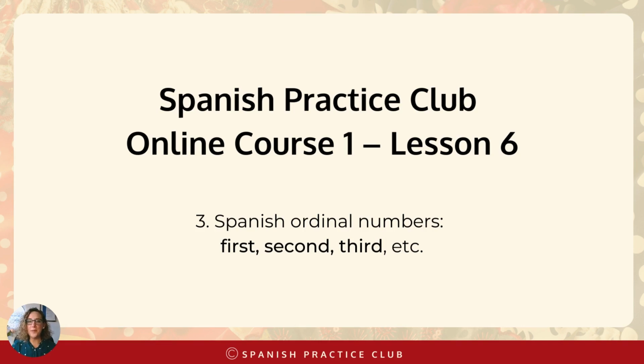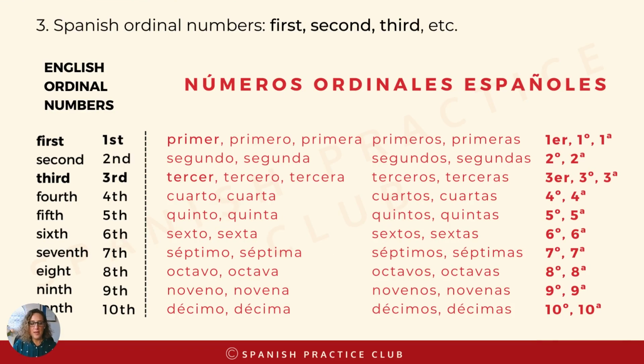Spanish ordinal numbers. How do we say in Spanish words like first, second, third, fourth, fifth, etc.? So here on this slide, I've written the English ordinal numbers on the left-hand side together with their abbreviation. And in the center of the slide, I've done exactly the same with the Spanish numbers. Now, one thing you need to know about the ordinal numbers in Spanish is that they behave like adjectives.